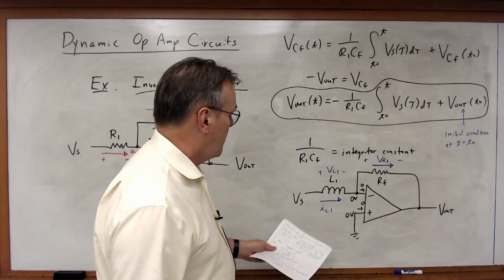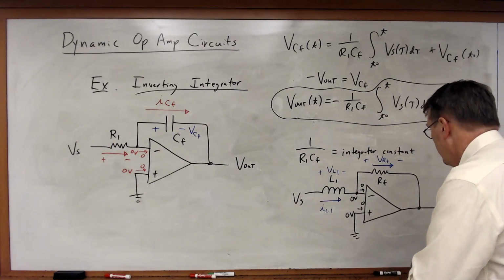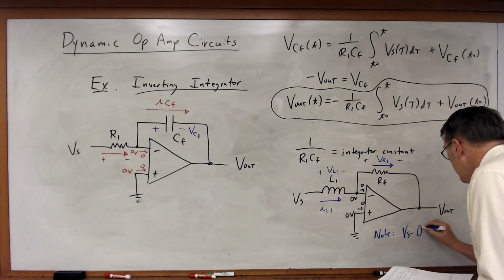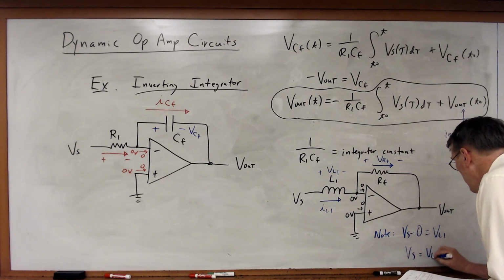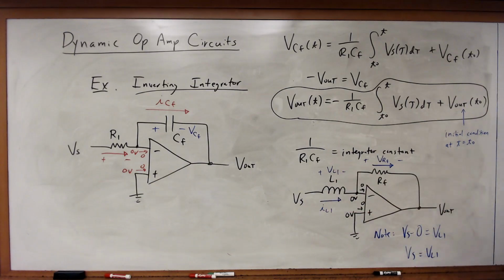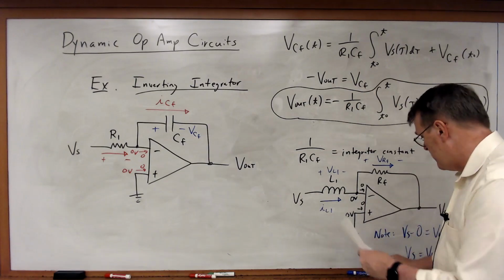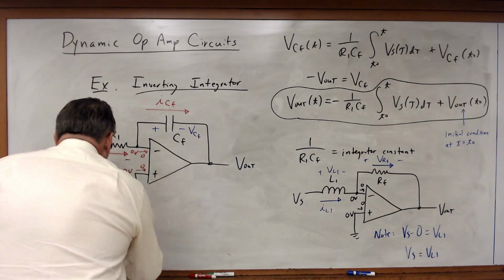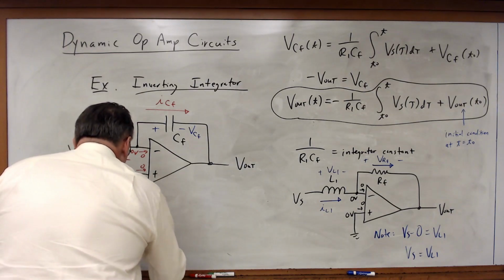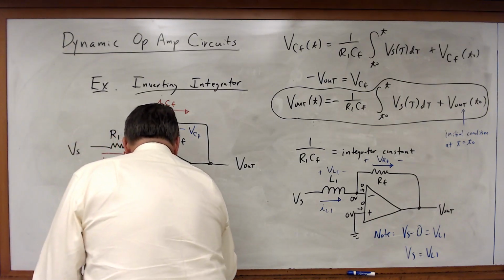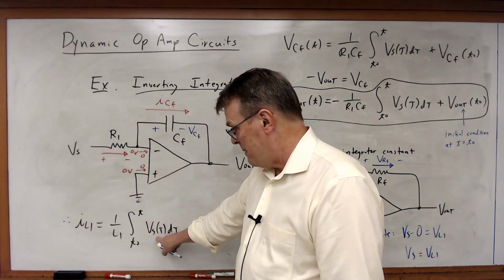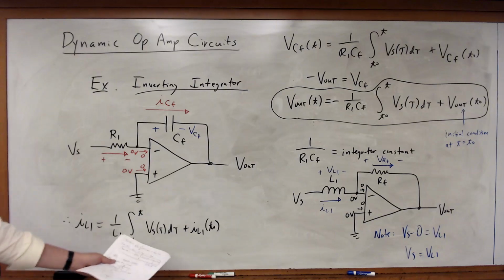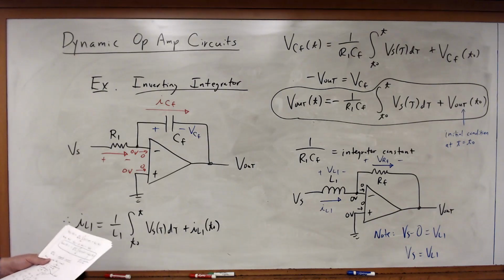So given this, first of all, by inspection, we note that Vs minus 0 is equal to VL1. So Vs is just equal to VL1. The input voltage is just the voltage across the inductor. Okay? And now I can write an expression for IL1. IL1 is equal to 1 over L1 times the integral from T0 to T of Vs tau d tau, since VL and Vs are the same thing, plus IL1 at T0. And so that's the expression for the current as a function of voltage for the inductor.